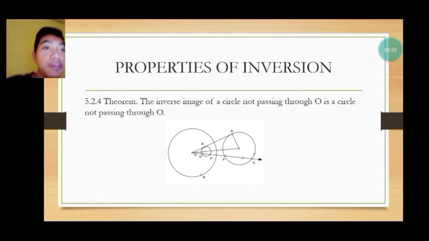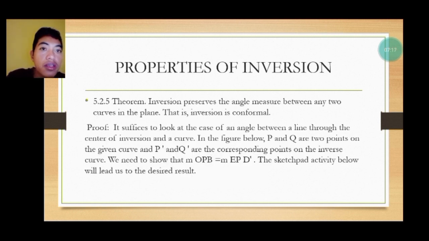So, you can see in the image there are many points and lines, and the center is 0 or O. Then the radius is A prime, and then Q prime and P prime. So, theorem number 5: the inversion preserves the angle measured between any two curves in the plane. That is, inversion is conformal.